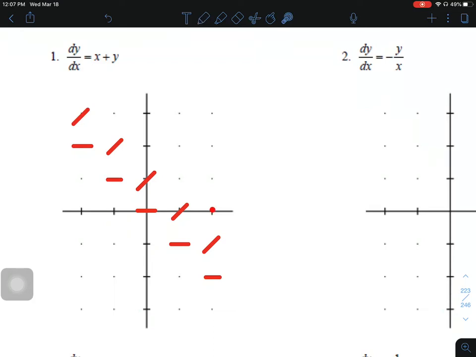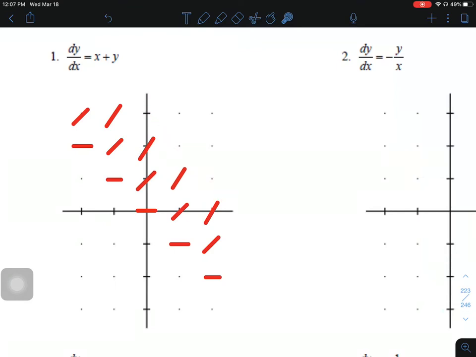Let's check out this right here. It's 2 plus 0 is 2, so that's steeper. Here we got 1 plus 1, which is 2. Here we got 0 plus 2, which is 2. We got negative 1 plus 3, which is 2. So all of these should have the same slope of 2. If we go in this diagonal, these are all going to be the same.